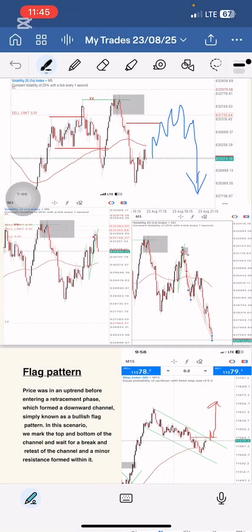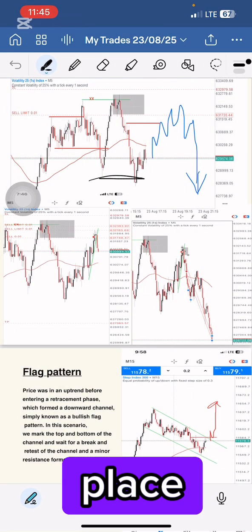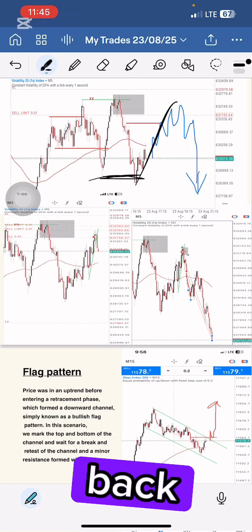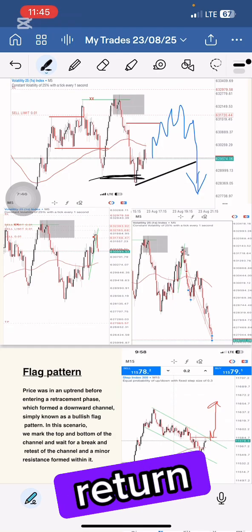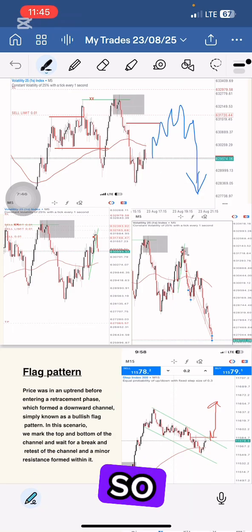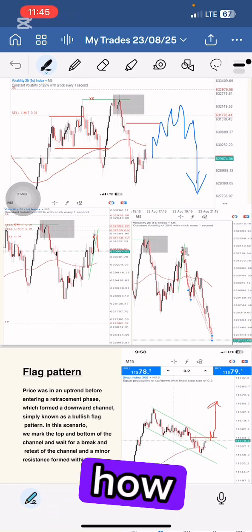So now I waited for price. After price came and took out this place, giving me the real change of character, I waited for it to go back right into it and return. And you can see the analysis. So that's exactly how it played out.